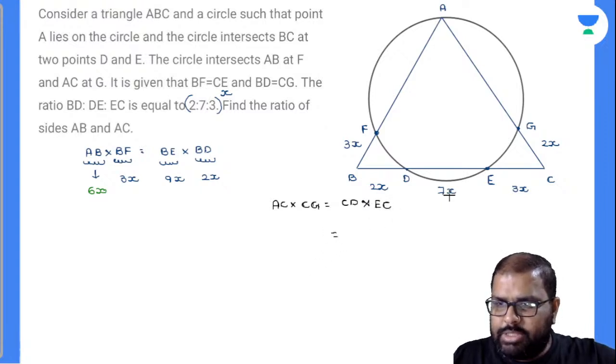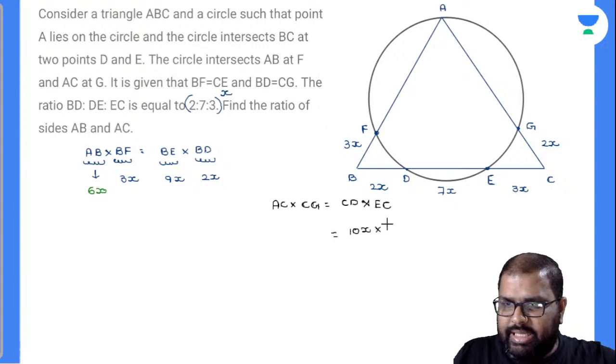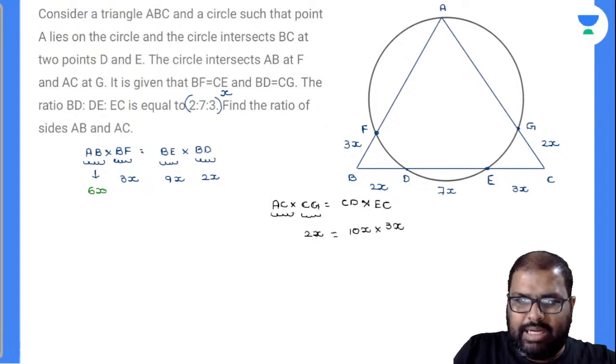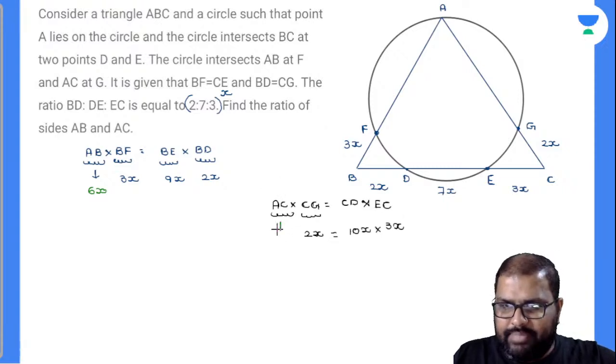Now CD is how much? 7x plus 3x, it is 10x. How much is EC? It is 3x, so it will be 30x. How much is CG? 2x. So how much must AC be in order to become 30x? LHS must be equal to RHS now. It has to be 15x. Am I right or wrong?